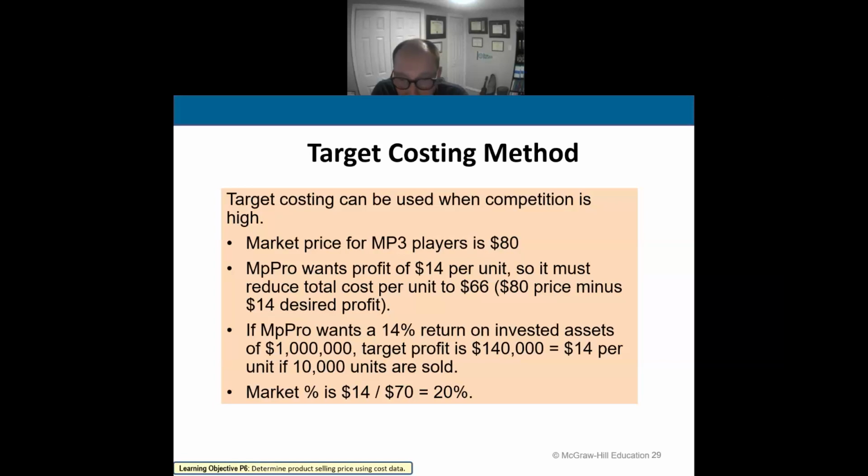If we want a 14% return on our investment, we would take 14% of our invested assets of $1 million. That would give us a target profit of $140,000, which means $14 per unit times the 10,000 units that we will sell, $140,000. That also means that our markup percentage is $14 desired profit divided by $70 equals 20%.